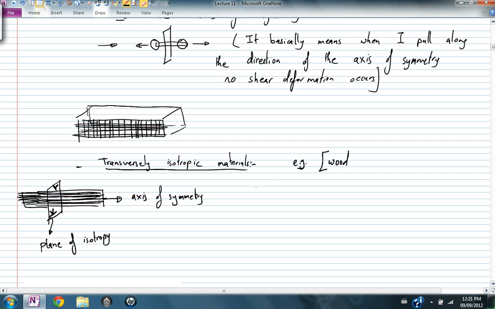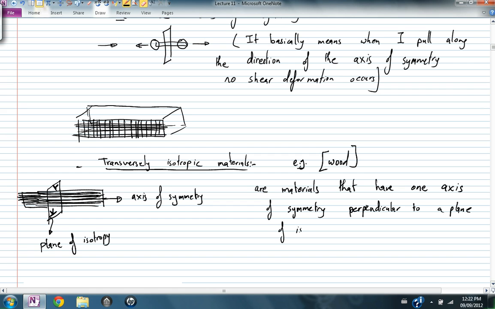So transversely isotropic materials are materials that have one axis of symmetry perpendicular to a plane of isotropy.